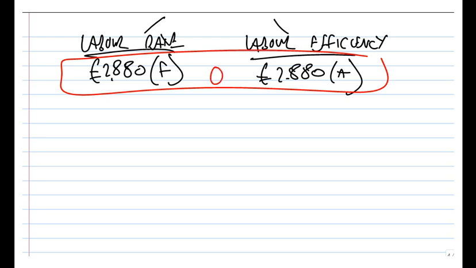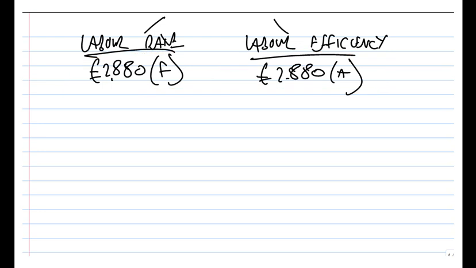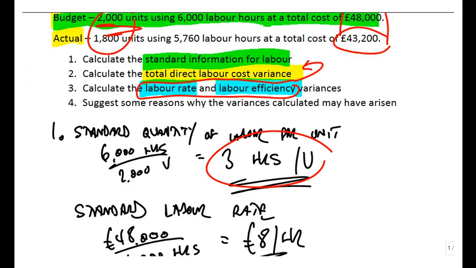But you can see that 0 total variance did mask the fact that there was a bit more going on here. Labour rate was favourable, that saved us money, but labour efficiency is adverse, that's cost us money. Now, this hopefully indicates why it's useful to break variances down. Sometimes the total variances can mask what's really going on below the surface. And we're now in a position to hopefully answer the final part of this question, which is to actually consider some reasons why these variances may have arisen.